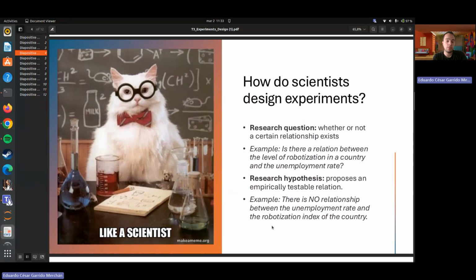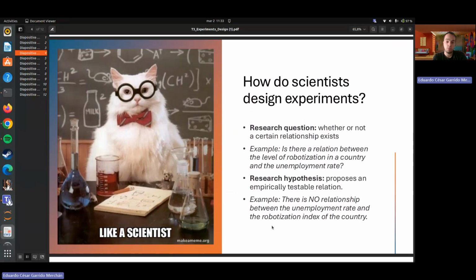So before using the multiple linear regression model, it's really useful to know how scientists design experiments. And always in science, everything begins with a research question. The research question is basically linked to the random phenomenon that we saw in statistics the previous year. We are trying to understand how a random phenomenon works.